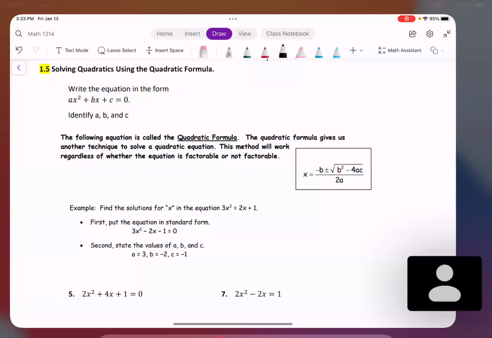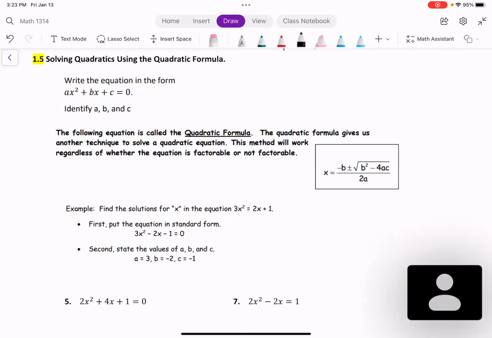Today, let's learn 1.5, solving quadratic equations using the quadratic formula. We have learned so many ways to solve for the x in the equation, and this one we need to use the quadratic formula. First, let's see the standard form of the quadratic equation. It is ax squared plus bx plus c equals 0. First, we need to identify what is a, what is b, what is c.